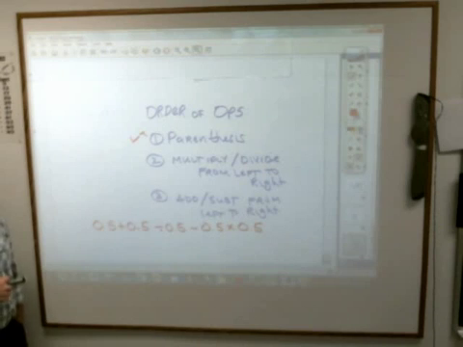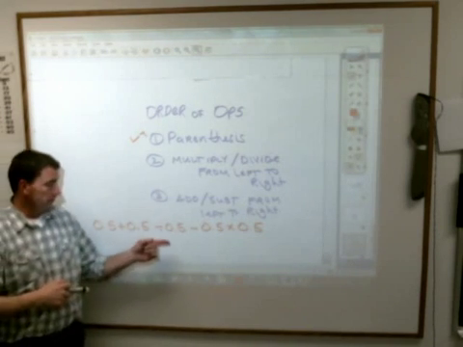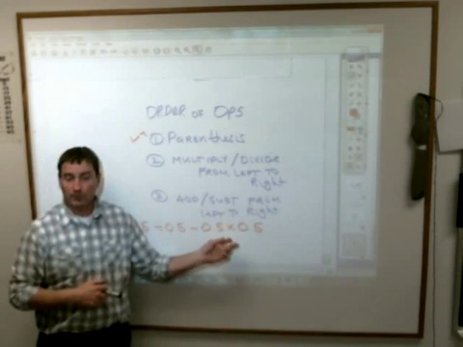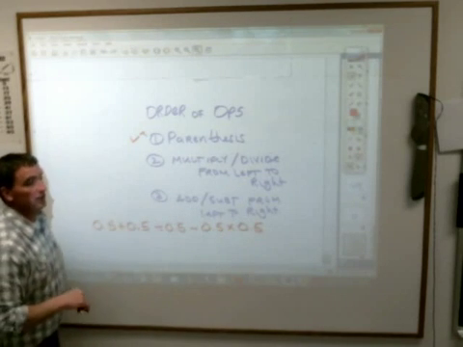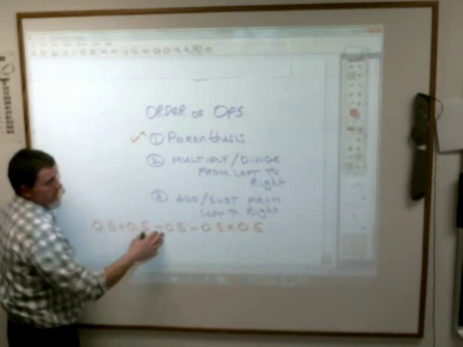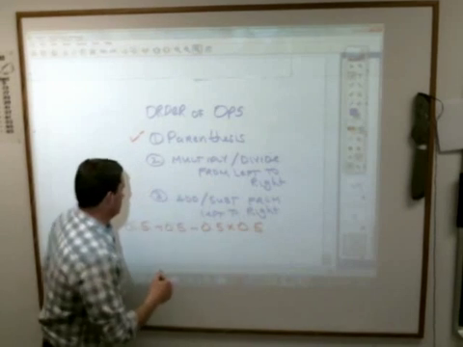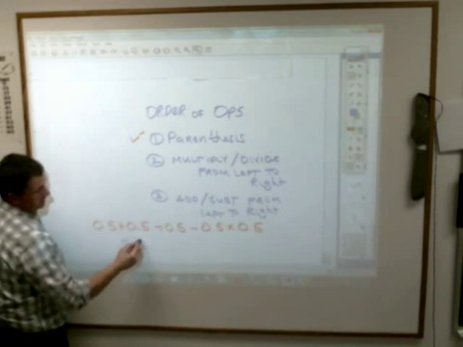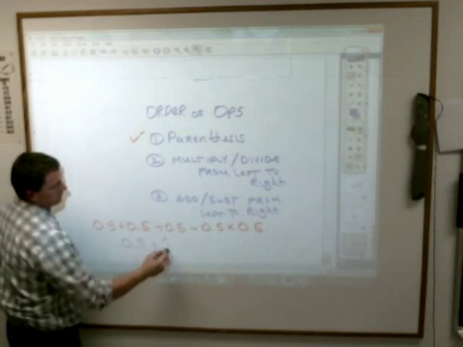Multiply and divide from left to right. Now if you look here, we've got division and we've got multiplication. When they both fall on the same level, you need to do it from the left, just like you read it. So you do this one first. It ends up being 0.5 divided by 0.5, which is 1.